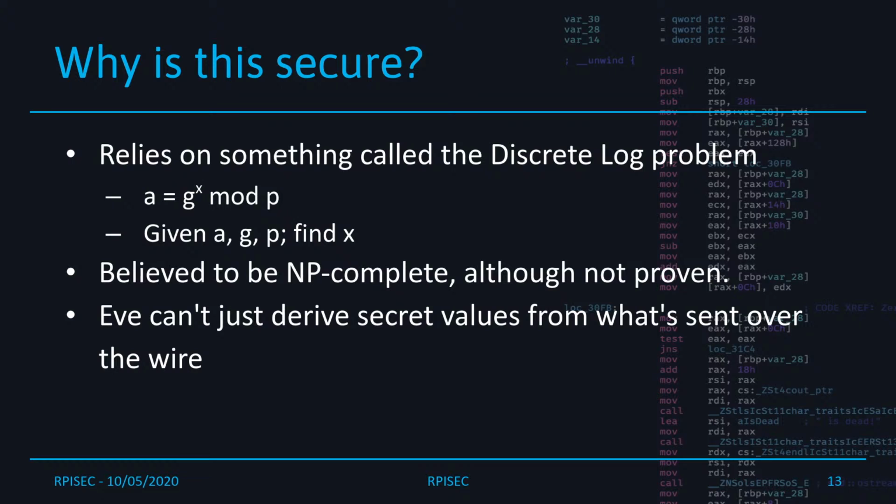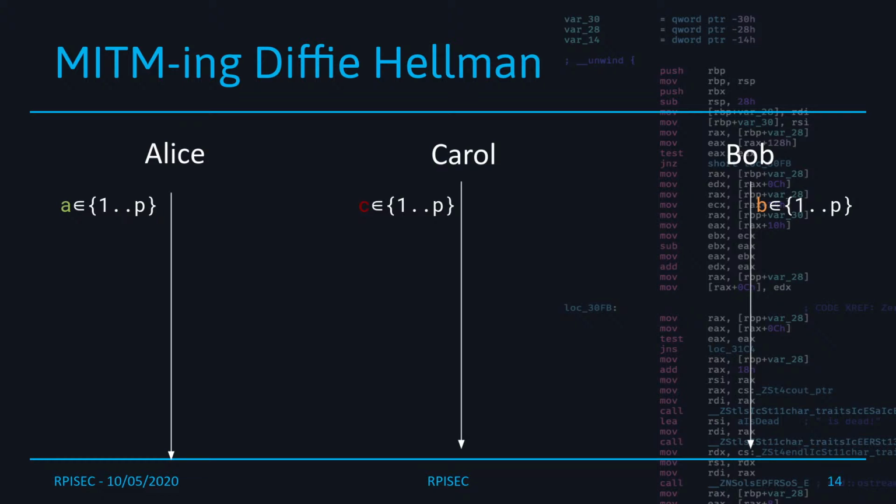So if Eve is watching the network, she will end up receiving both of the values that are sent over the wire, but she won't actually be able to gain any information from them. So despite this, if you just try and implement Diffie-Hellman in a vanilla way, then it's actually vulnerable to being man-in-the-middled.